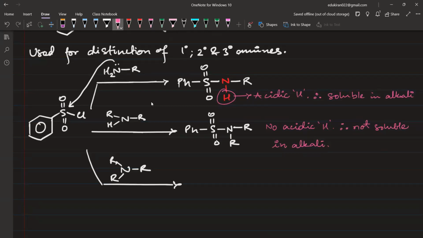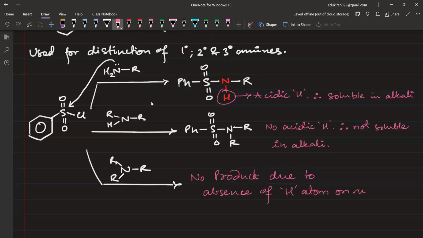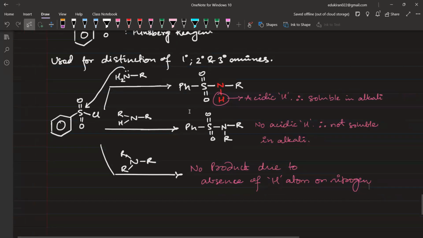So it will give you no product due to absence of hydrogen atom on nitrogen. ठीक है, please copy this down. Raise your hand once you're done.